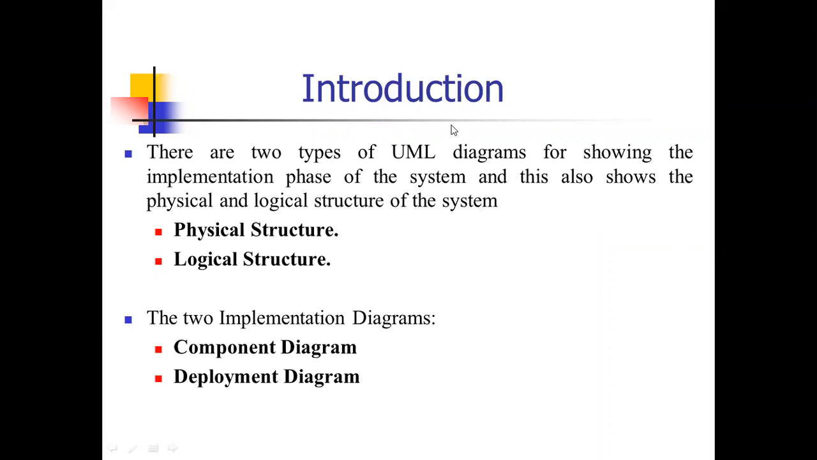And logical structure gives the function of the system and the relationship and association among the classes and objects. Then it also gives the collaboration among classes to implement the functions. So the UML diagram shows the implementation phase of the system and also shows the physical and logical structure of the system. Then there are two implementation diagrams for this: first one is the component diagram and second one is the deployment diagram.